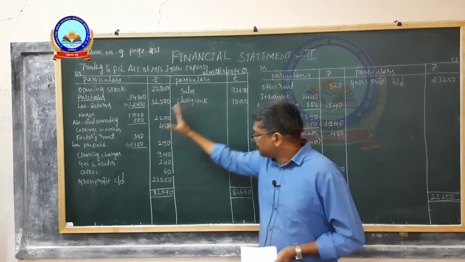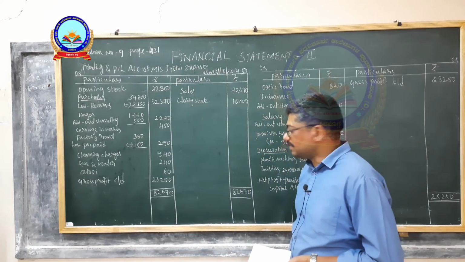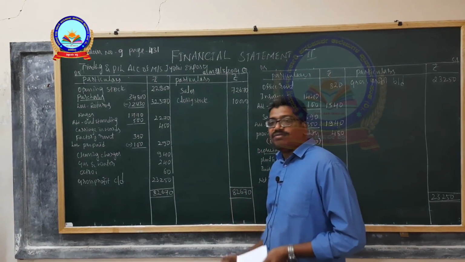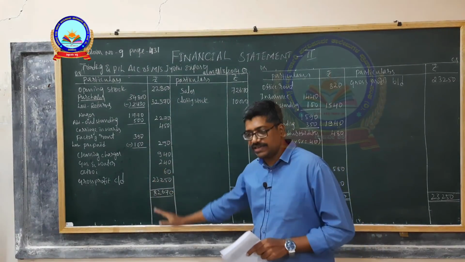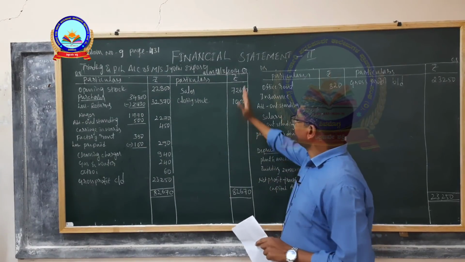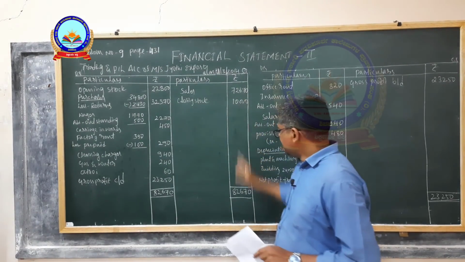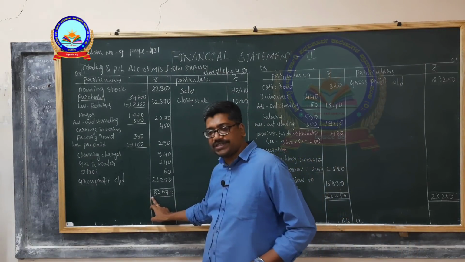So now, as I said in financial statement part 1, before we balance the account, we have to roughly make the total of both sides, the debit side and the credit side. Whichever side is highest should be recorded on both sides. Therefore, here the credit side is more. The total is 82,670. Here also you write 82,670.